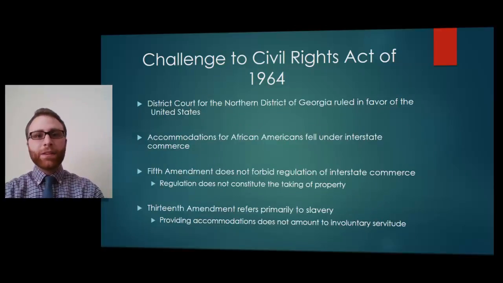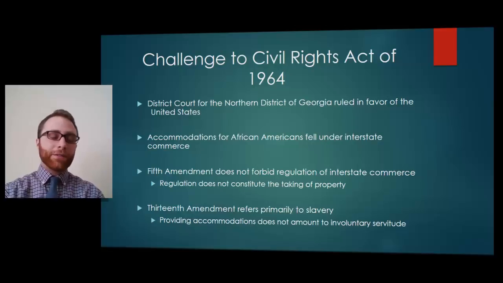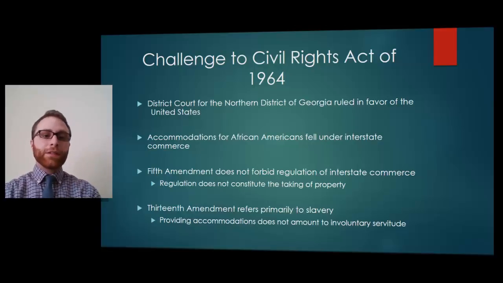Now, luckily, this court decision didn't have to go all the way to the Supreme Court. The District Court for the Northern District of Georgia ruled in favor of the United States, and this allowed the Civil Rights Act to continue and leave a fair playing field for all individuals in the context of engaging as a patron in an establishment.